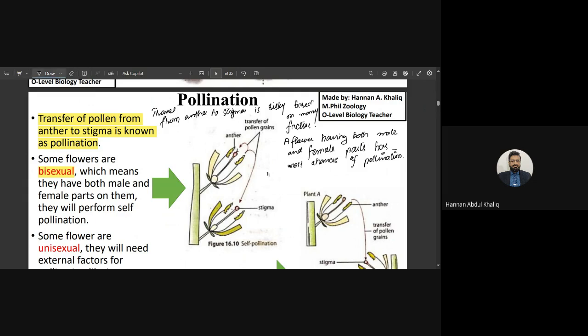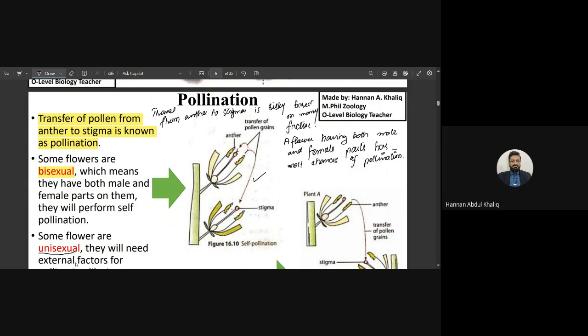Those flowers are called bisexual, just like this. And then there are flowers which contain only male or only female parts. Now these flowers are called unisexual flowers.